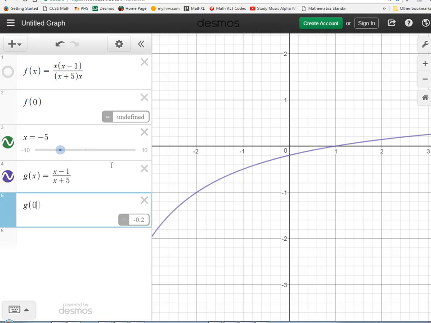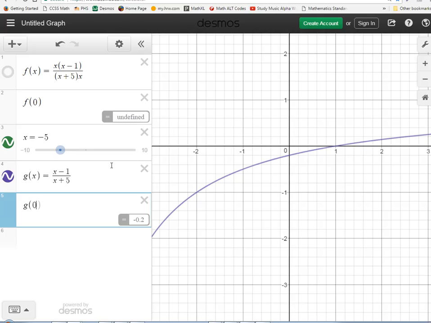So let's summarize this, right? If I've got zeros of the numerator that are not zeros of the denominator, those are x-intercepts. If I have zeros of the denominator that are not zeros of the numerator, it's a vertical asymptote. But if I have a number that's a zero of both the top and the bottom at the same time, what is it? It's a hole. It's undefined, but it's a hole in the function.